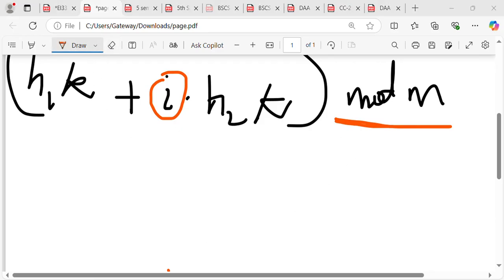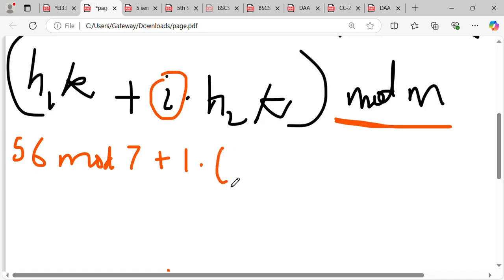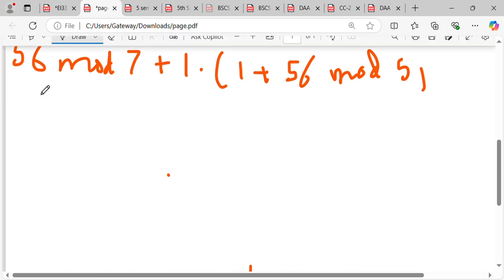So again it's a collision here, so we'll write the function again. We have k, which is 56 mod 7, plus i, this is our first attempt, the probe, and then we have 1 plus 56 mod 5. I'm already putting these functions here, so try them on yourself as well.